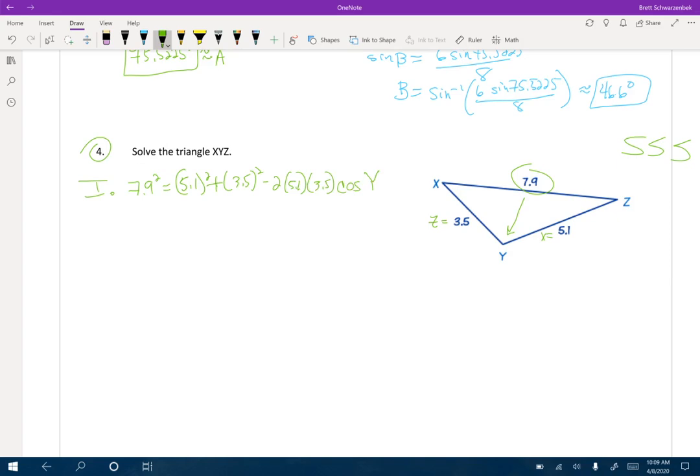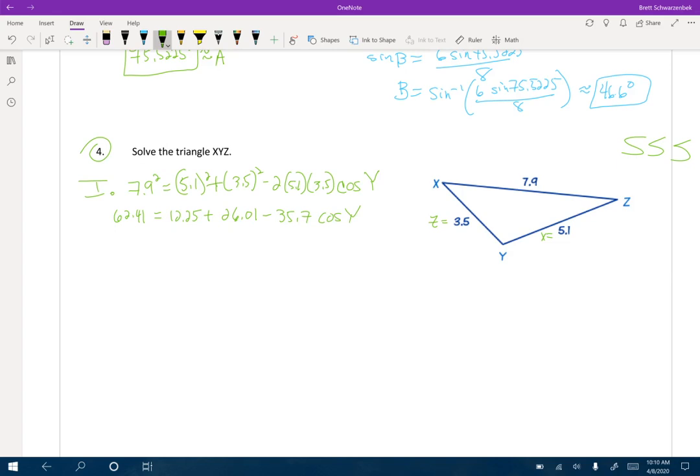Okay, so that is how we set all of these up, and that's the strategy. So let's do some math work. So this is going to be 62.41. This is going to be 12.25. This is going to be 26.01. This is going to be 35.7 cosine of y.